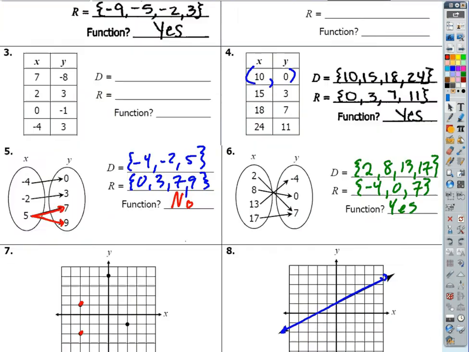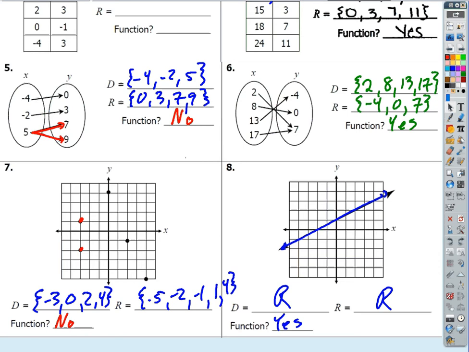But remember, we looked at a couple examples like this guy. There's a mapping. This was not a function because we had a single x value that output to two y values. A single input was mapped to two outputs, so that makes it not a function. This one was okay though.